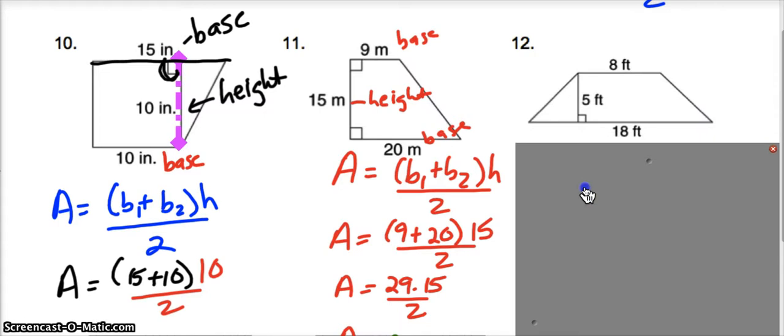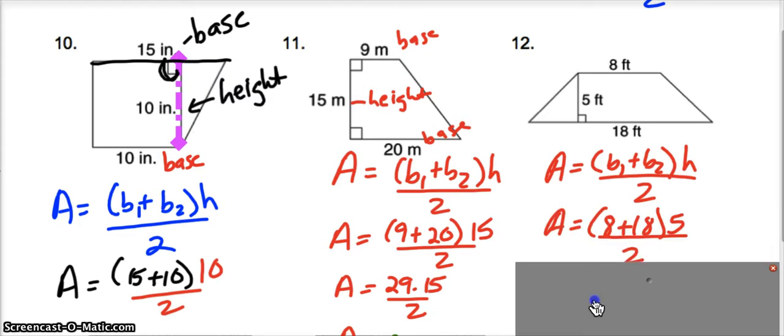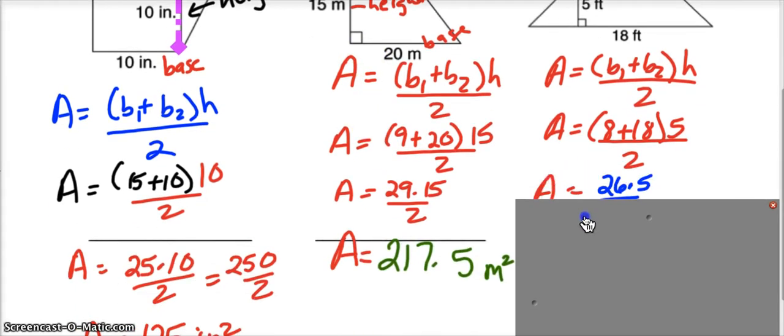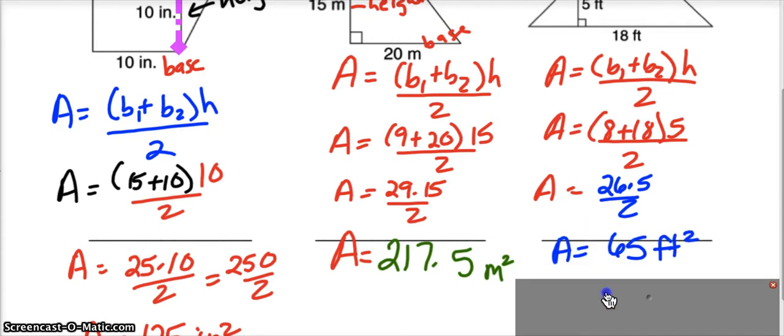So number 12, another trapezoid. Can you pick out the bases? Can you pick out the height? My folks in 6th hour are particularly happy that there isn't any extra information on here as a distractor. The bases would be 8 and 18. The height is 5. 8 plus 18 times 5 divided by 2. Get 26 times 5 divided by 2, which equals 65 square feet.